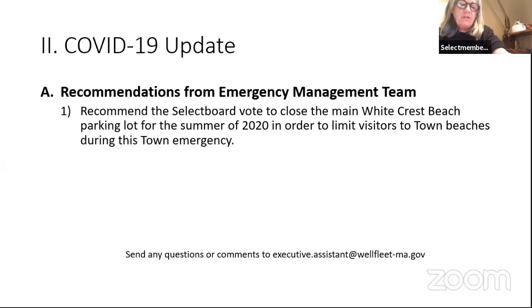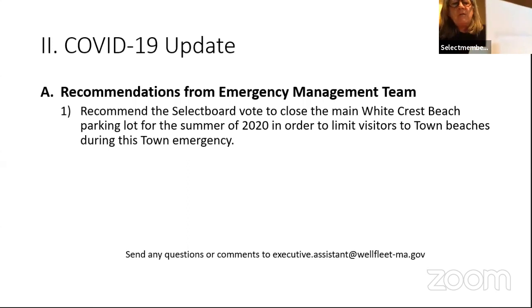This is an unprecedented time in the history of our town. At this point in time, we are no different than any other town on Cape Cod going into the 2020 tourist season. We have a moral obligation to protect the health and safety of our residents and non-residents, and with cautious and deliberate decisions, do what it takes to ensure that health and safety. I strongly urge the board to support the closing of White Crest Beach parking for the summer season.